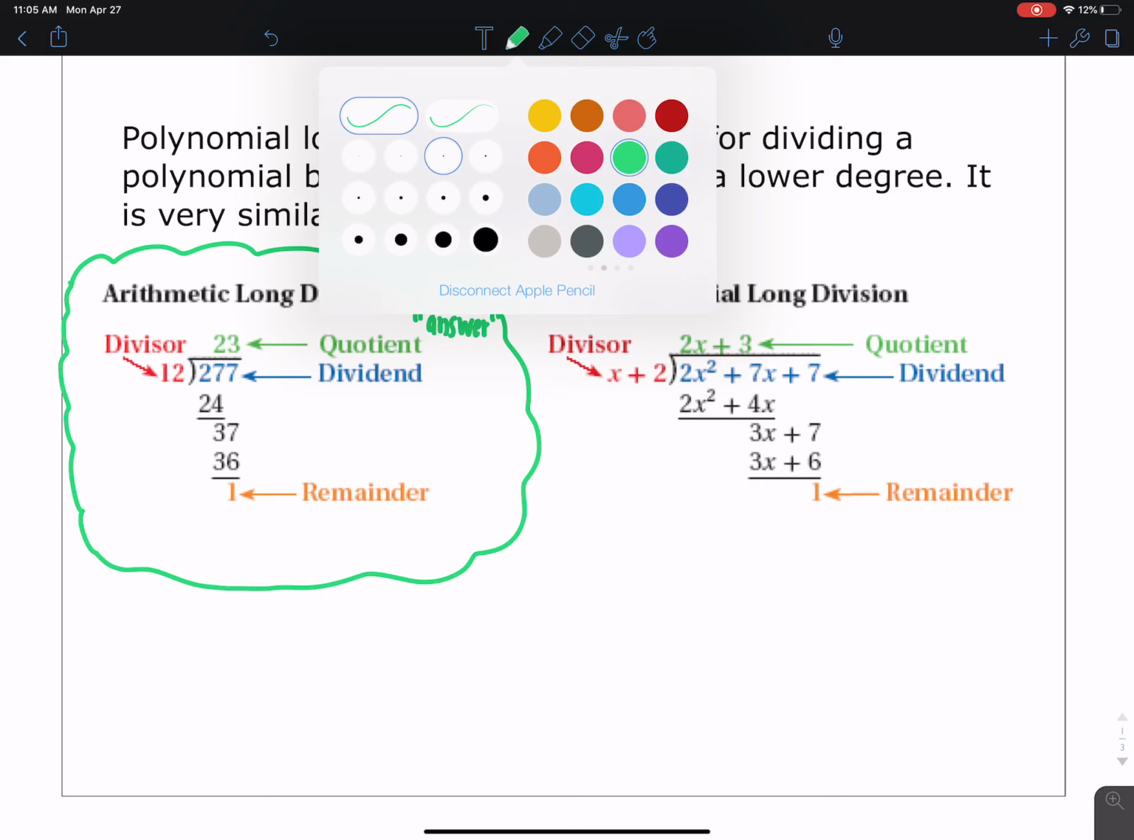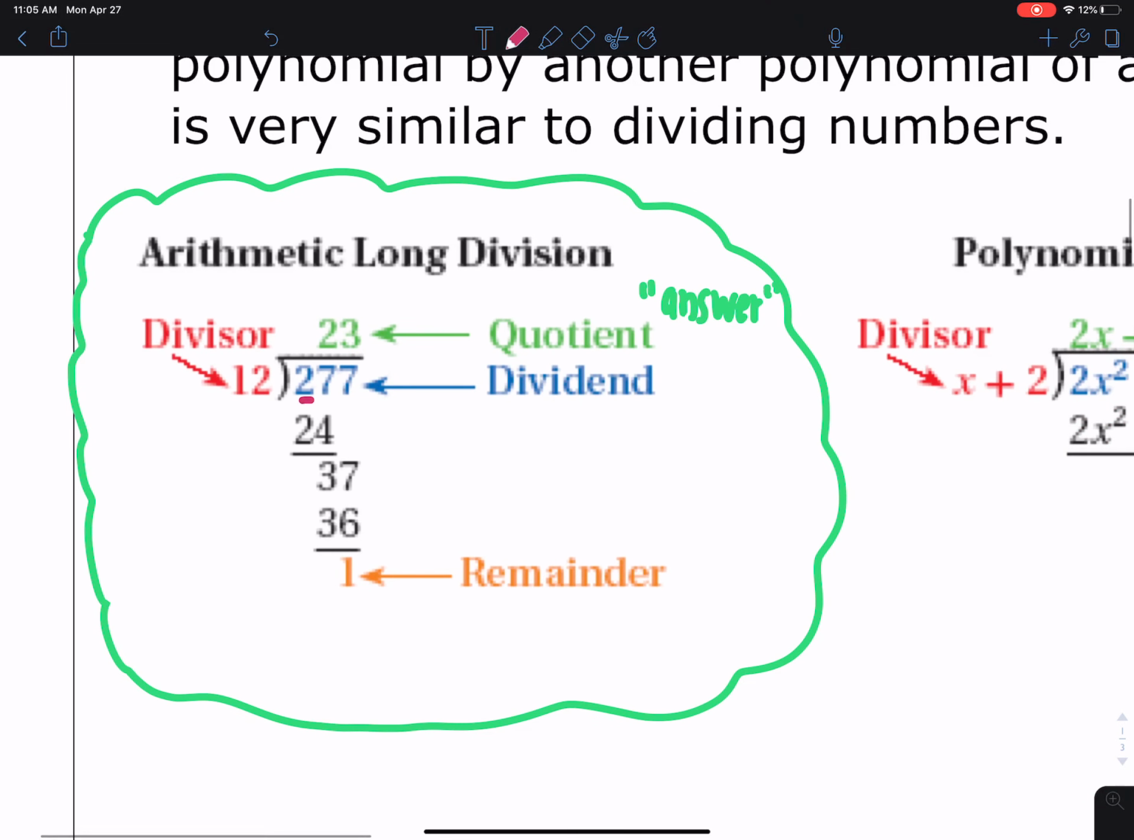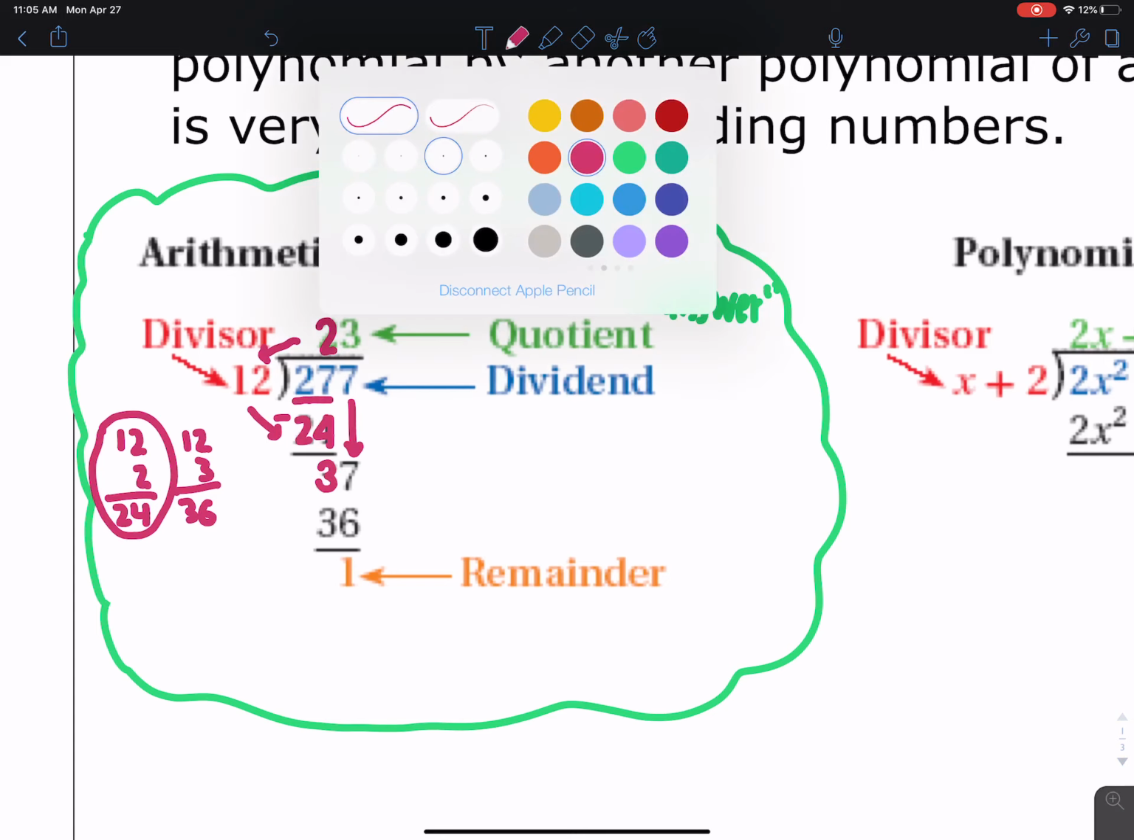So we start with our dividend, and we look at 2. 12 can't go into 2, which means we have to look at 27 then. So we know that 12 times 2 is 24, and 12 times 3 is 36. We need to go into 27 without going over it, which is going to be 12 times 2. So you put the 2 on top of your division box, and then multiply 2 times 12 to get 24. And then you're subtracting, so it's repeated subtraction. So 27 minus 24 is 3. And then we're going to bring down our next term. So we have 37.